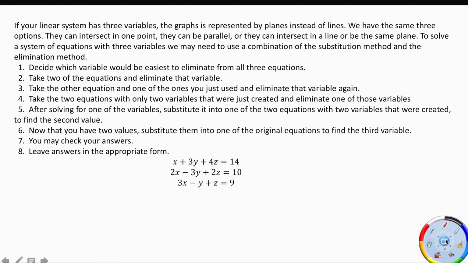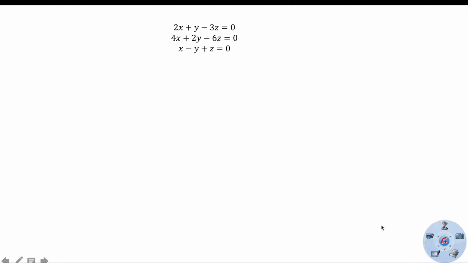Okay, let's try that again one more time. All right, first thing I want to make sure is that they're all lined up correctly, and they are here. And then I'm going to decide which variable to eliminate. Okay, I like the looks of this one.